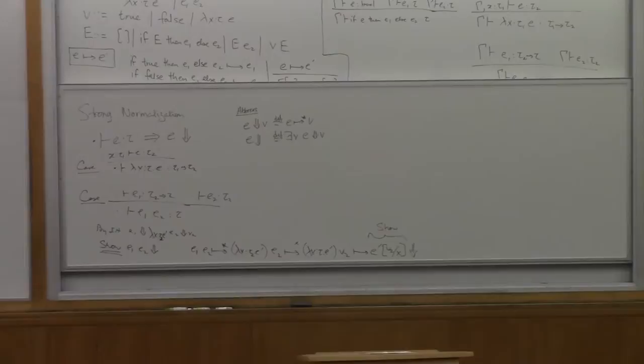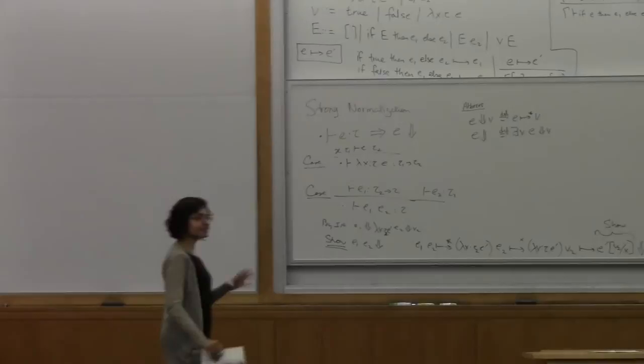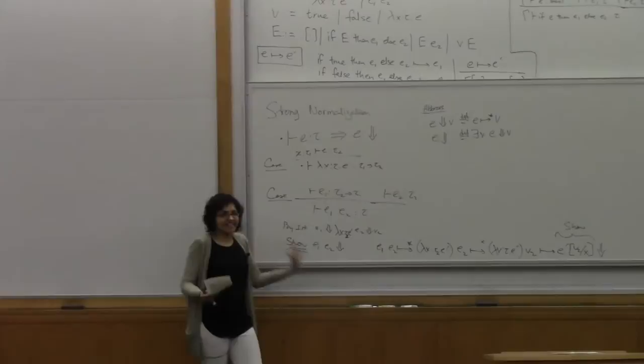What's missing? Why can't we make progress? Definition of substitution. You have no knowledge about E prime, right? It's not the definition of substitution. It's the fact that all we knew about our lambda is that it terminates. But that was fine because it's already a value, so we didn't care.